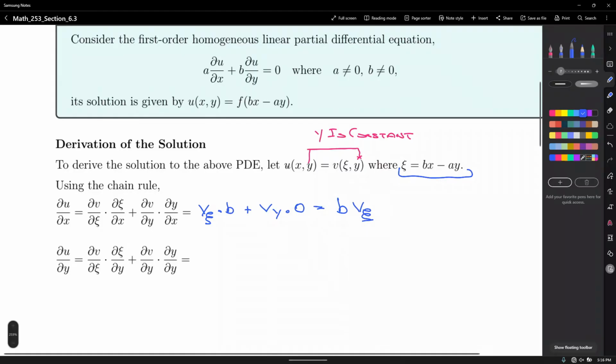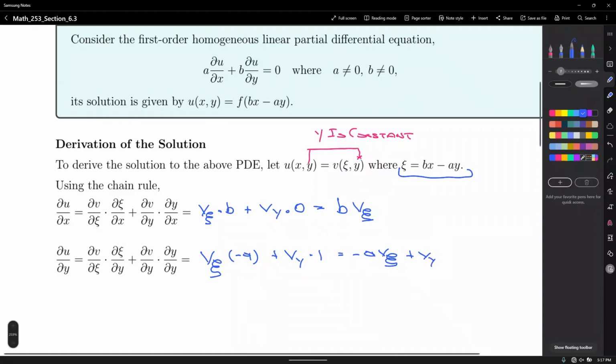What about the partial of u with respect to y? I'm going to differentiate v with respect to z, which is again v with respect to z, times the derivative of z with respect to y. But isn't that in this case negative a? Plus v with respect to y. But what is the partial of y with respect to y? Doesn't that reduce to 1? So that equals negative a v with respect to z plus v with respect to y.